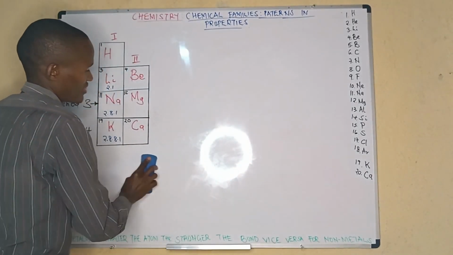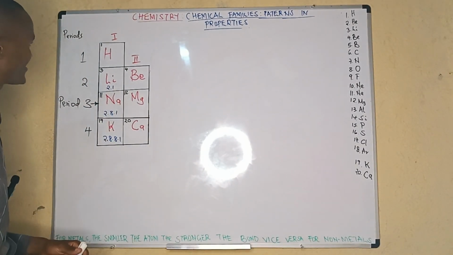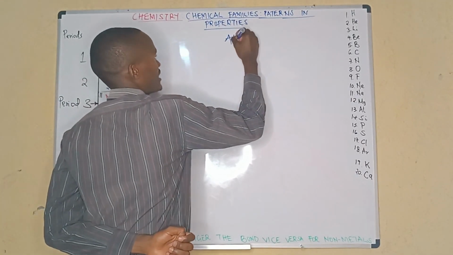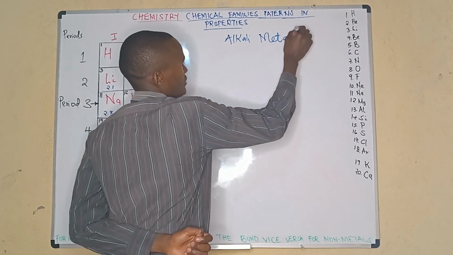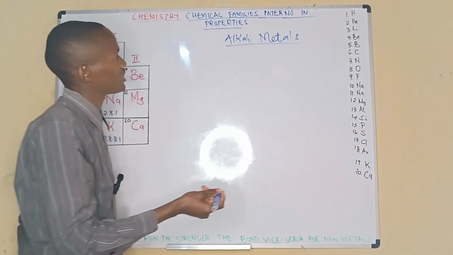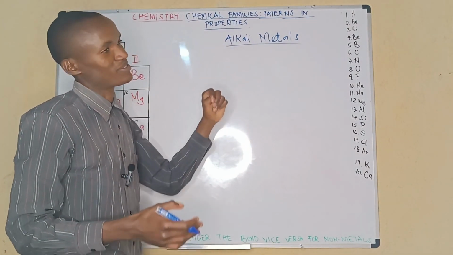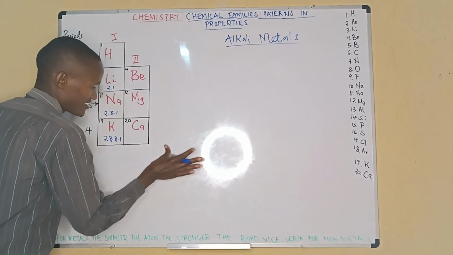Let's go now. So we have talked of alkali metals, and they should not be confused with the other group 2, which are called alkaline earth metals. Remember, this is alkali metals and not alkaline earth metals. If I say they are alkaline metals, I'll be heading in the wrong direction.